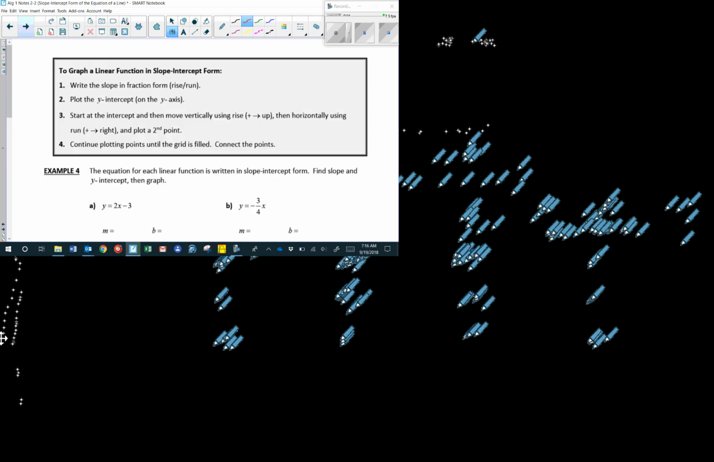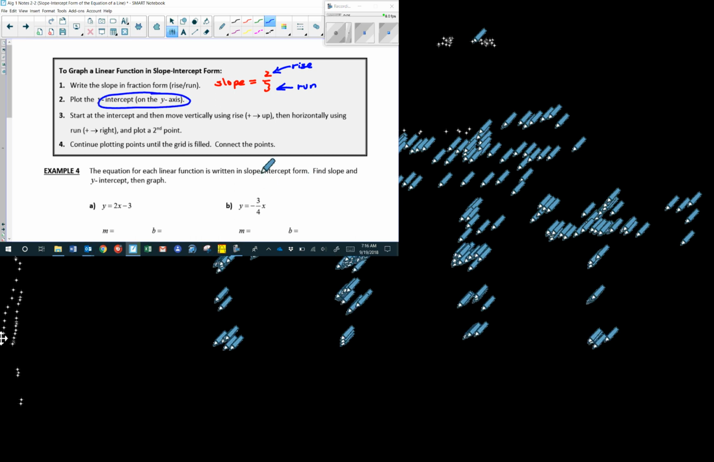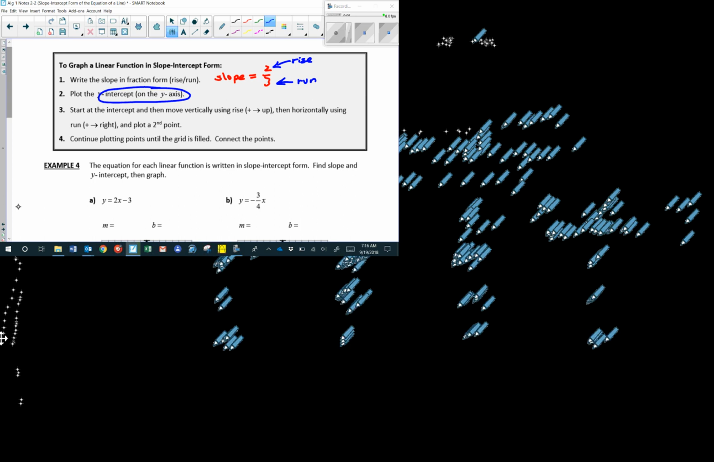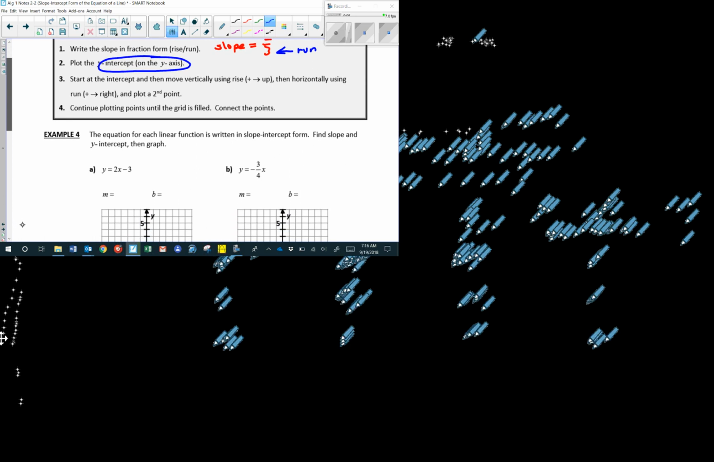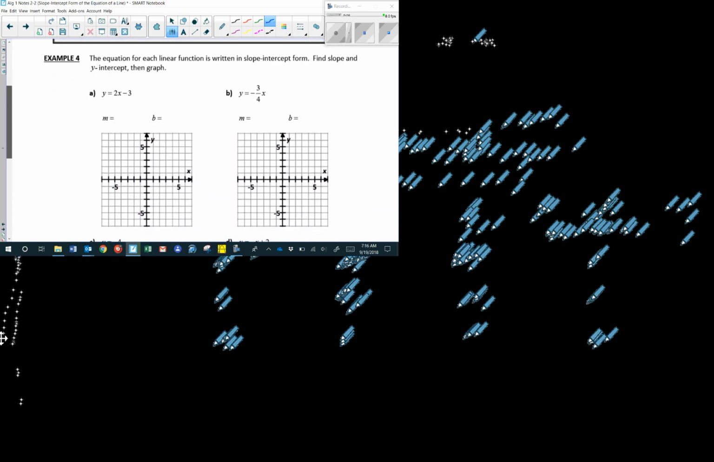If I want to graph a linear function in slope-intercept form, we're going to write the slope in fraction form. So for instance, if the slope is 2/3, then 2 is our rise and 3 is our run. And then I'm going to plot the y-intercept on the y-axis, and then start at the intercept and move vertically using rise and horizontally using run to plot a second point. I'm going to continue plotting those points until the grid is filled and then connect them.